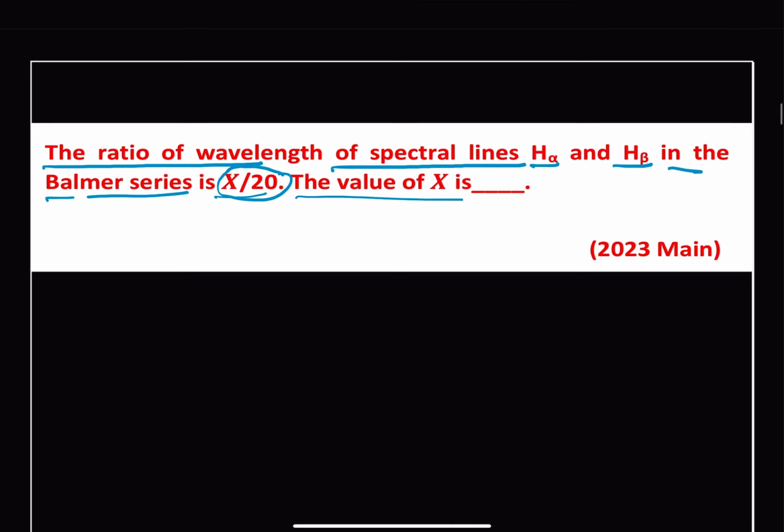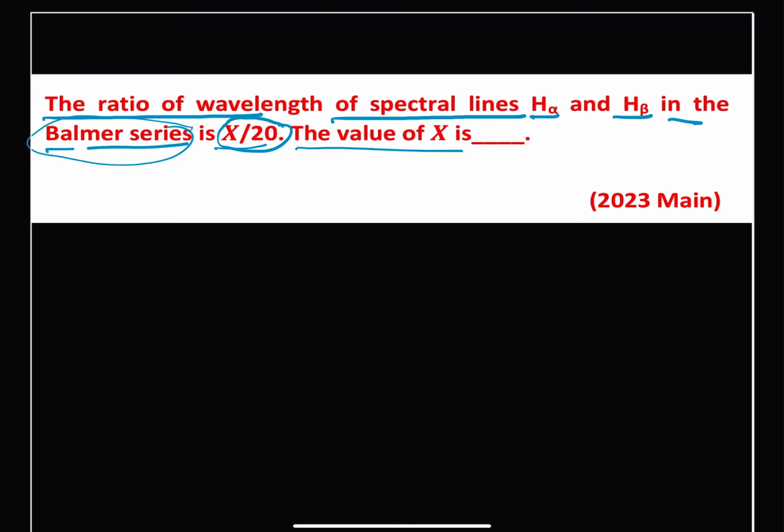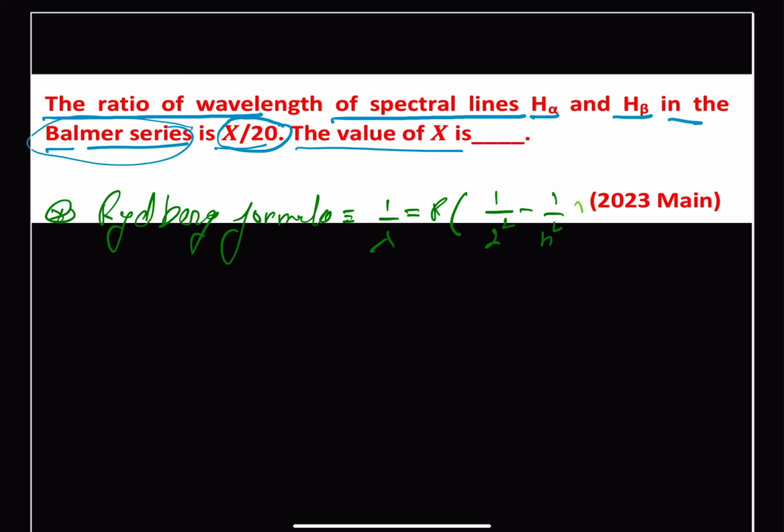Okay. So we can just directly use our Rydberg formula and substitute specifically for our Balmer series. So we start with our Rydberg formula, and that gives us 1 upon lambda is equal to R, 1 upon 2 square minus 1 upon n square.